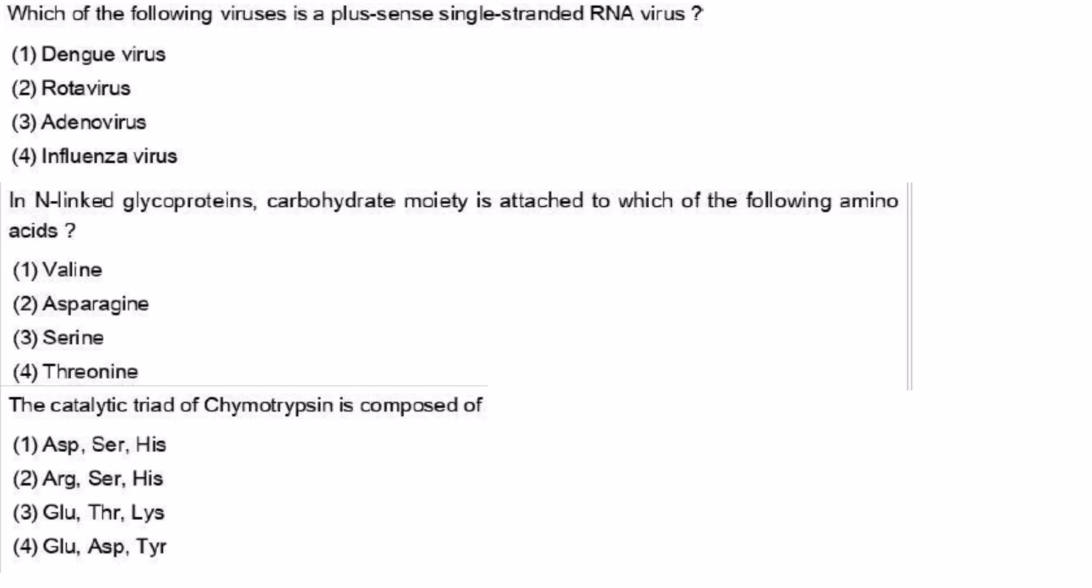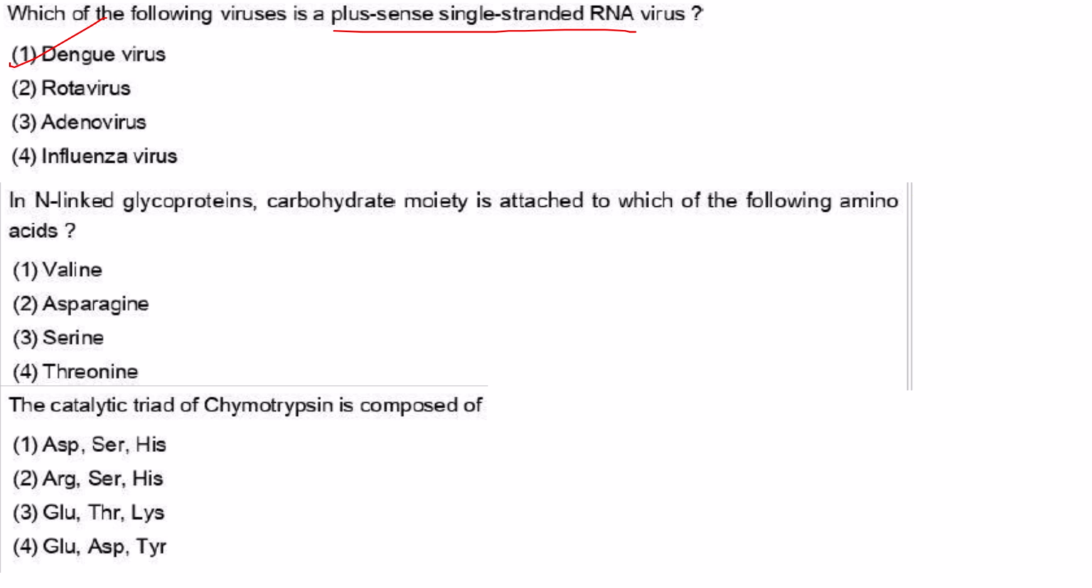Then next one, which of the following viruses is plus sense single stranded RNA virus? So it is dengue virus. Rotavirus is double stranded RNA virus. Adenovirus is a double stranded DNA virus, and influenza virus is negative sense single stranded RNA. So plus sense single stranded RNA viruses can be directly translated into proteins. Okay, that is why they are plus sense or positive sense single stranded RNA virus.